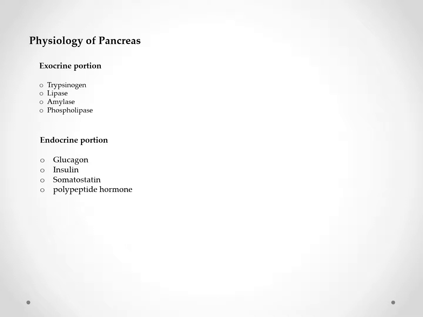The endocrine portion of the pancreas is responsible for the secretion of several hormones, of which insulin is the most important one. This hormone is responsible for regulation of blood glucose. When blood glucose goes high in the circulation, insulin is secreted to decrease its level by enhancing uptake of glucose into the cells. This hormone is secreted by the beta cells of the islets of Langerhans, which represent the most part of these islets, approximately 70% of the cells.